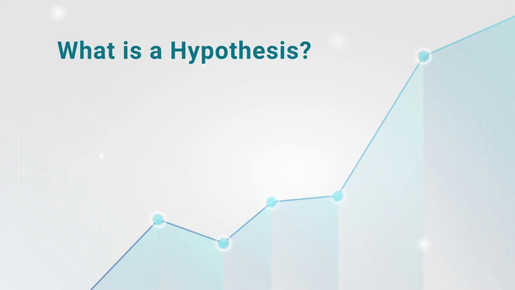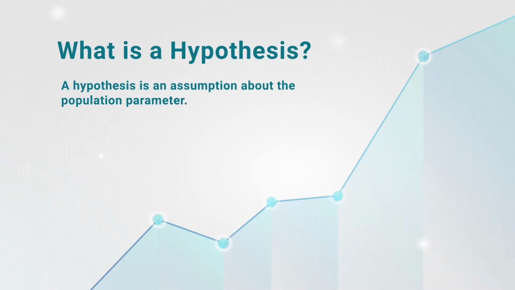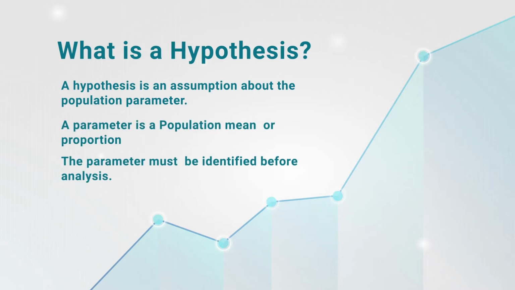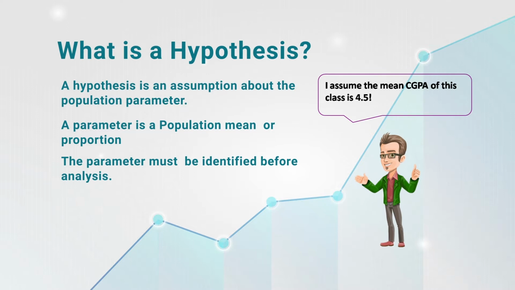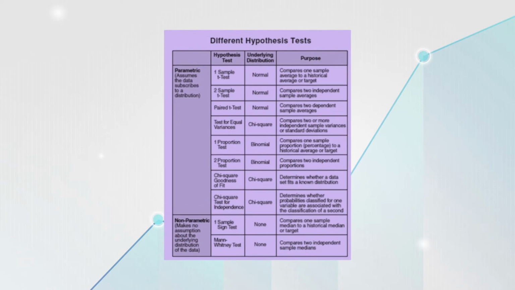So what is a hypothesis? A hypothesis is an assumption about the population parameter. A parameter is a population mean or proportion. The parameter must be identified before analysis. So assume that the CGPA of this class is 4.5. Different hypothesis tests are there, and we have talked about some tests like the type 1 error and type 2 error, the testing of hypothesis, and in the coming sessions we are going to focus much on the t-test, which is also known as the student t-test, or the z-test, f-test or chi-square test.